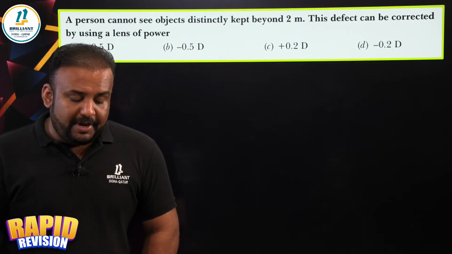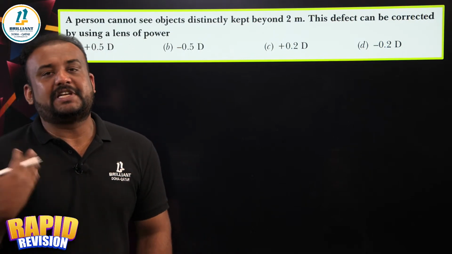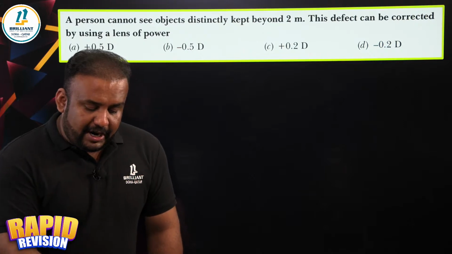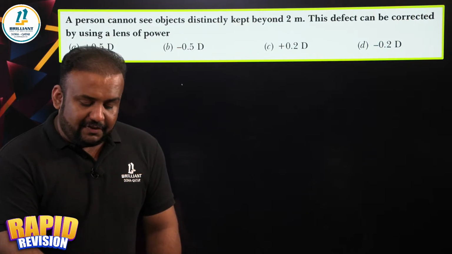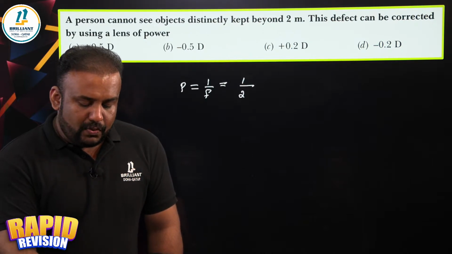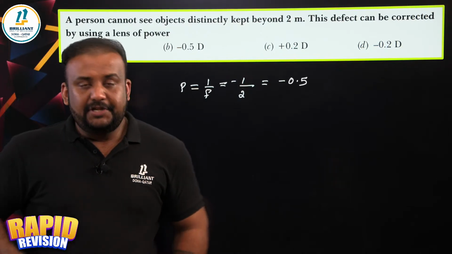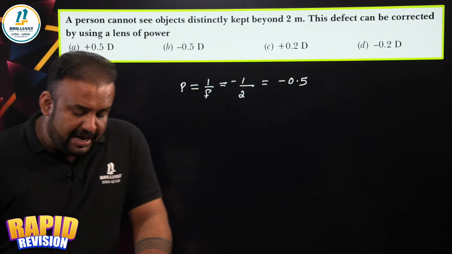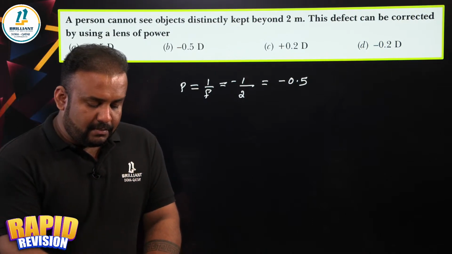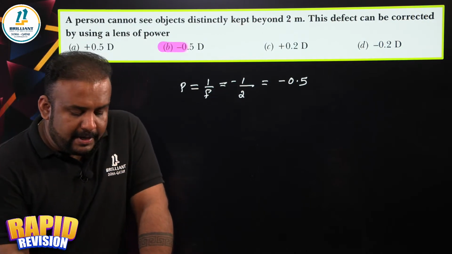His far point is 2 meters. Yes, this is myopia, and we can correct it by using which kind of lens? By using a concave lens. So the focal length, the power, what did they ask to find? The lens power. So the power you can find as 1 by F, which is 1 by 2, minus 0.5. It should be a concave lens of power minus 0.5. Is this clear? Right.